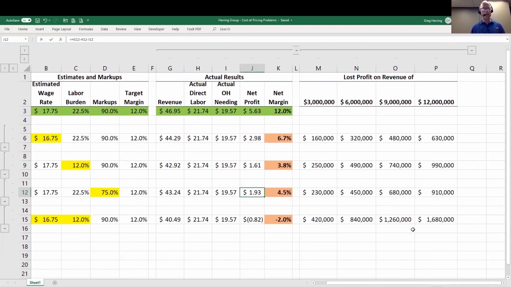You're going to lose $230,000 if you mess up your markup calculation. And if you mess up both your labor and your burden, you're going to lose $420,000 on a $3 million either company or division. So we're talking big numbers here, and that's why it's important to get it right.